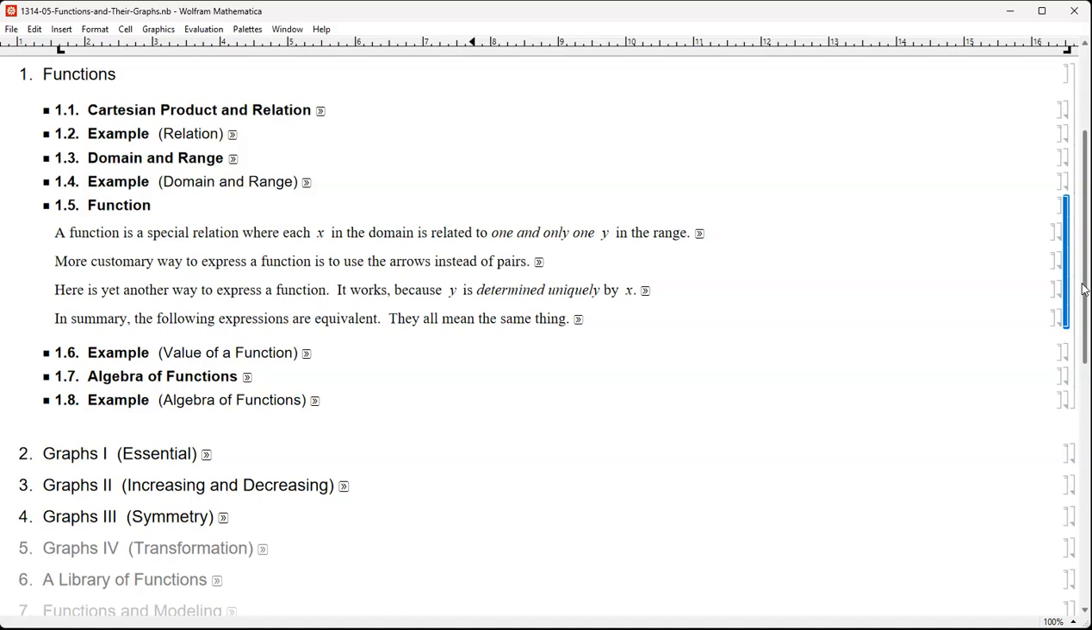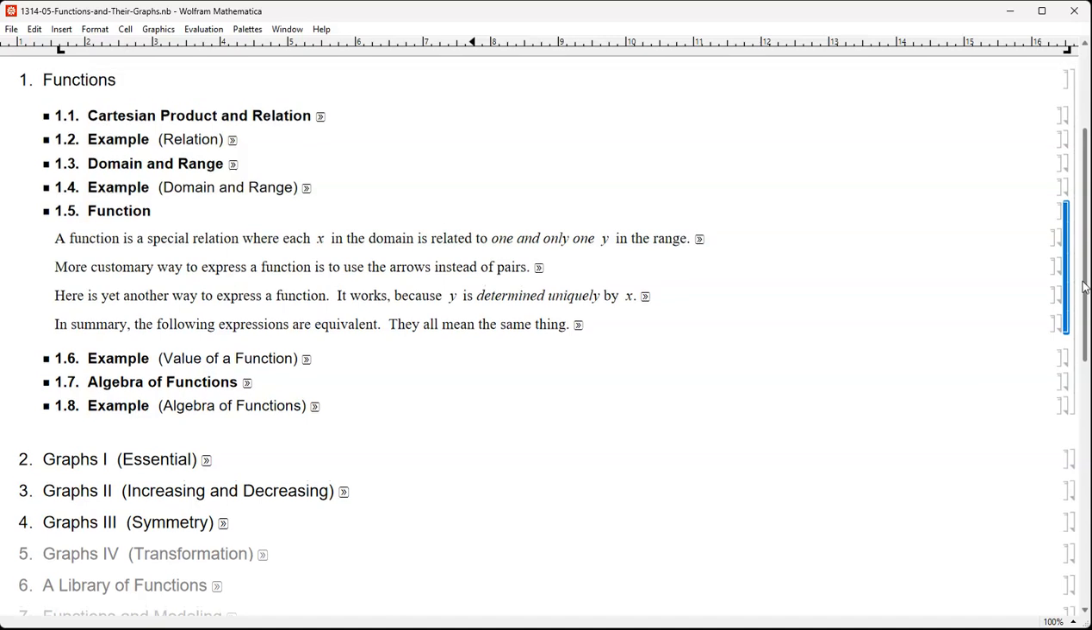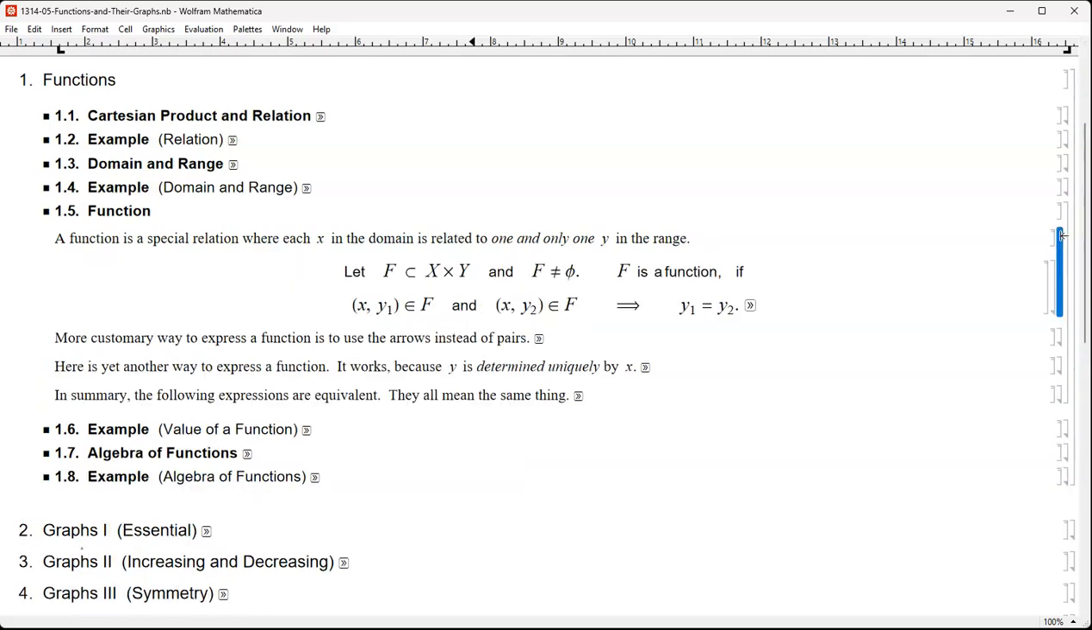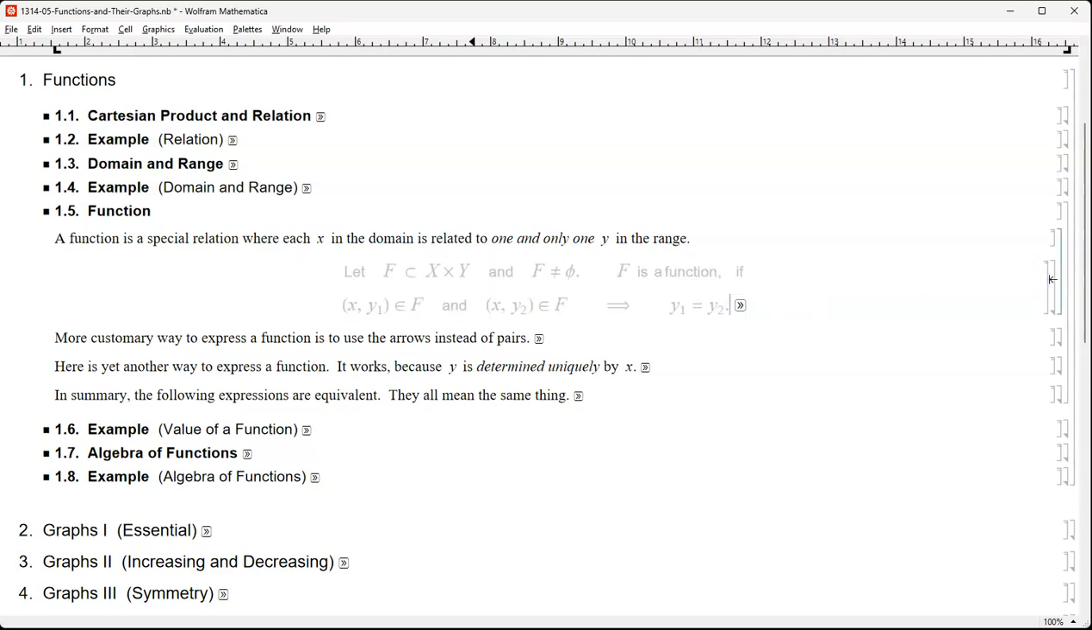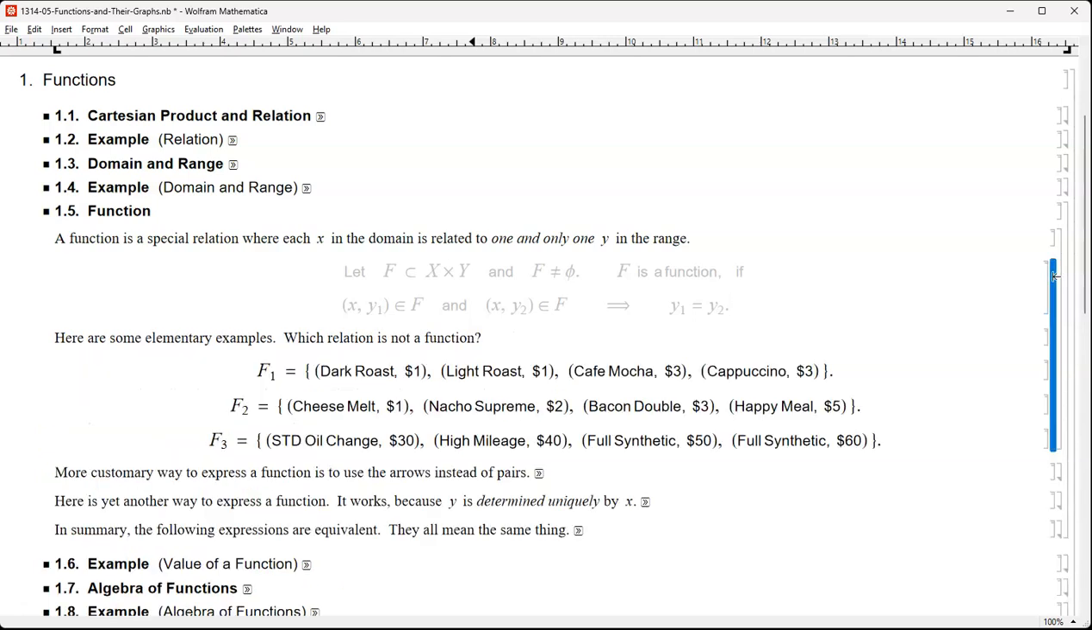A function is a special relation where each x in the domain is related to one and only one y in the range. Want to see an example? Oh, don't pay too much attention to this symbolic expression. It's perfectly written, but it actually exceeds college algebra level. So let's go ahead and look at some examples here.